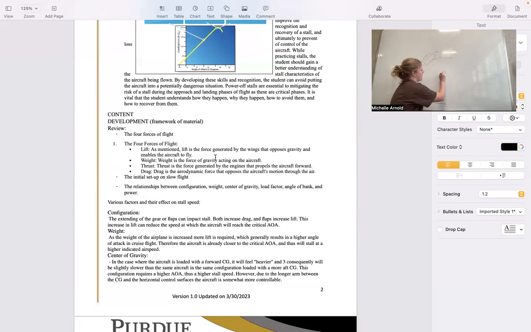So if this is our aircraft, this is lift. Oh, sorry. All right, so this is our aircraft. This is lift. This is thrust. This is drag. And this is weight.